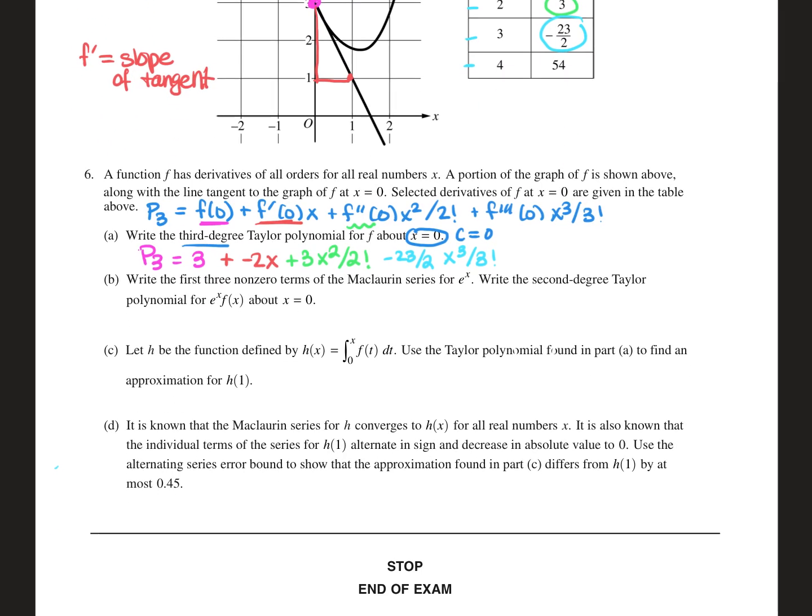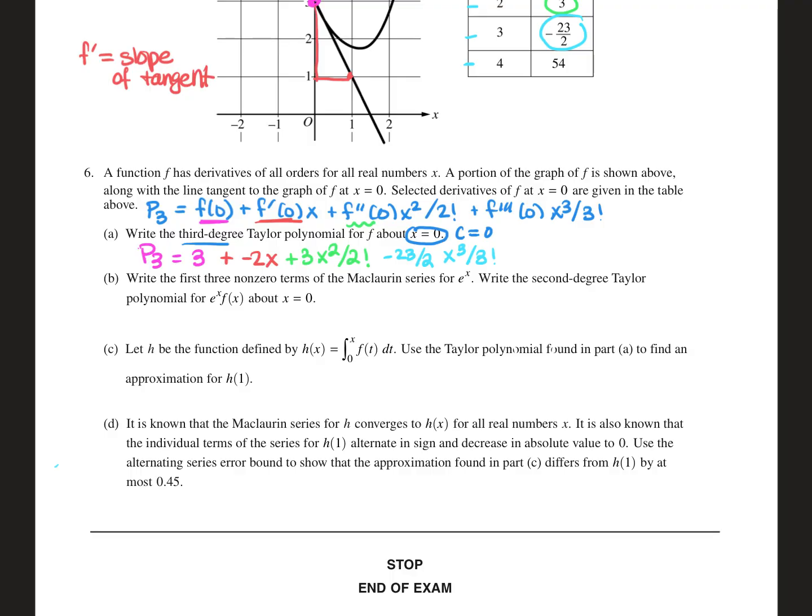Write the first 3 non-zero terms for e to the x. Write the second degree Taylor polynomial of e to the x times f of x. So the first thing it asks us to do is write down the first 3 non-zero terms of e to the x. Remember, for e to the x, everybody shows up and everybody's positive.